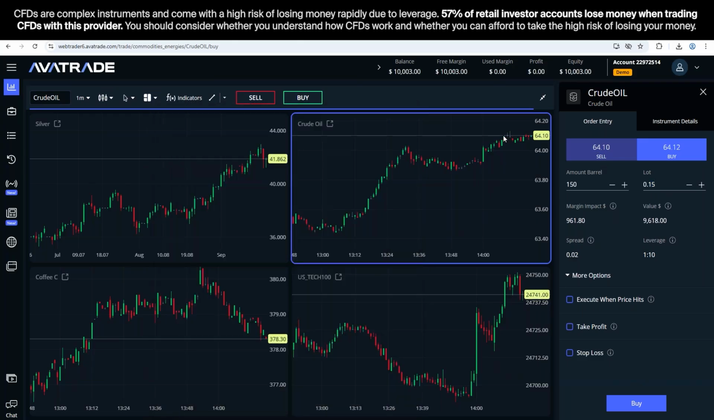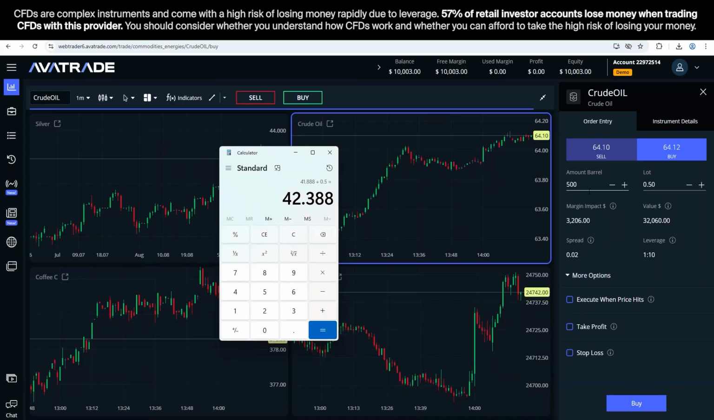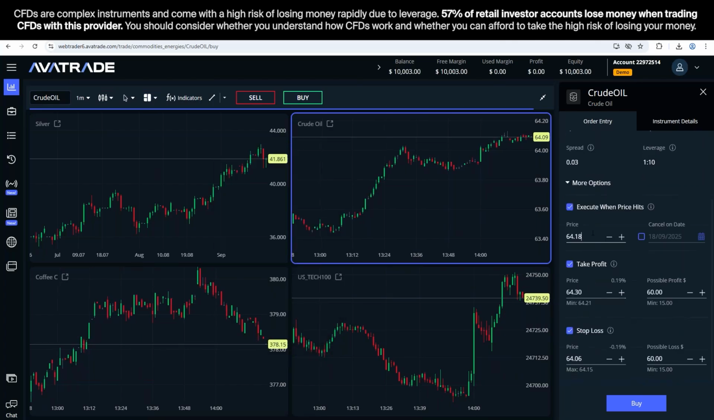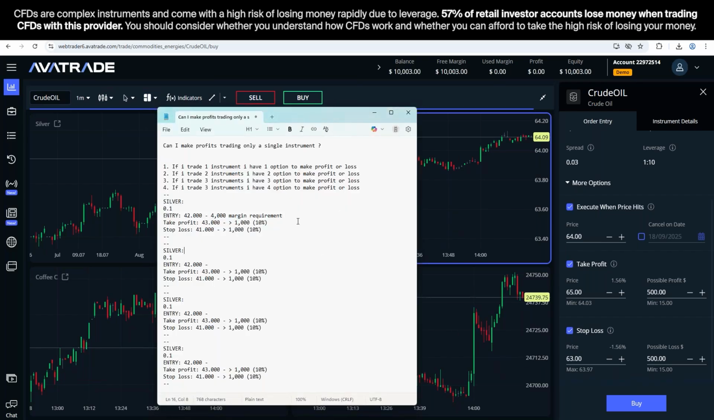Another thing that we are looking at now is oil. We'll also make it 0.5. And now we are at 7,000. Let's click on the take profit and the stop loss. We'll make it 64, this 65, this 63. Of course, all of this is without any kind of analysis at all. This is just to convey the difference between trading one instrument to multiple instruments.